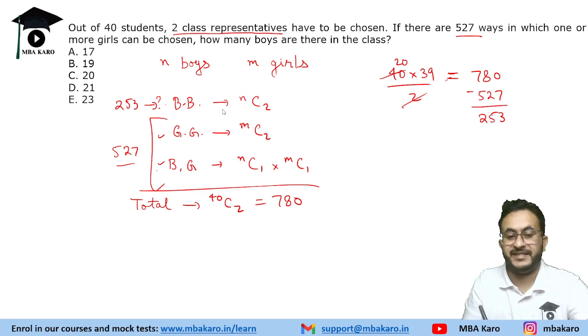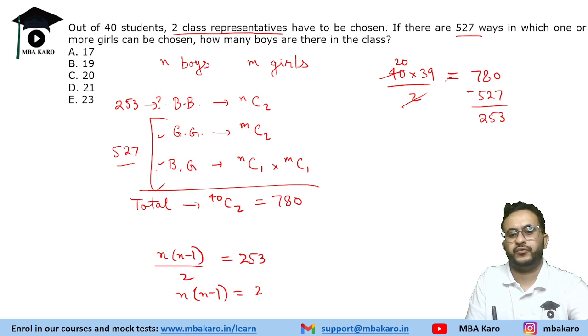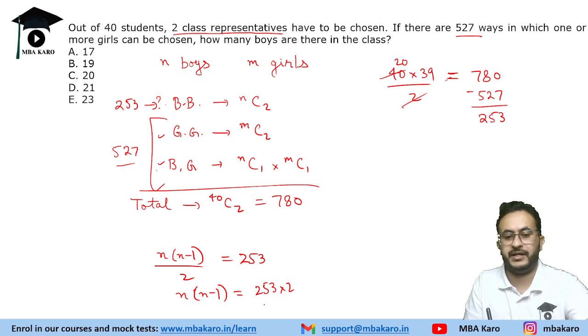Okay. What is NC2? NC2 is n into n minus 1 by 2, which is equal to 253. n into n minus 1 is equal to 253 into 2, which is 506. Or if you do not want to solve a quadratic equation, you can break it like this: 2 plus 3 is 5, so it is 11 into 23 into 2. So can we say that 22 into 23?